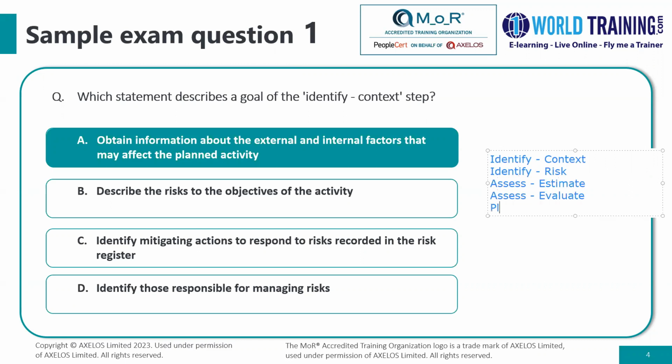Then we have the plan step, and then we have the implement step. And then finally, communication is something that we do throughout the life cycle of the risk management process. So it is good to know the goals of each of these steps. Maybe a quick revision might help. Let's move on to the next one.